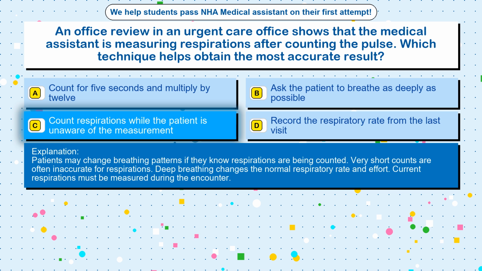Patients may change breathing patterns if they know respirations are being counted. Very short counts are often inaccurate for respirations. Deep breathing changes the normal respiratory rate and effort. Current respirations must be measured during the encounter.